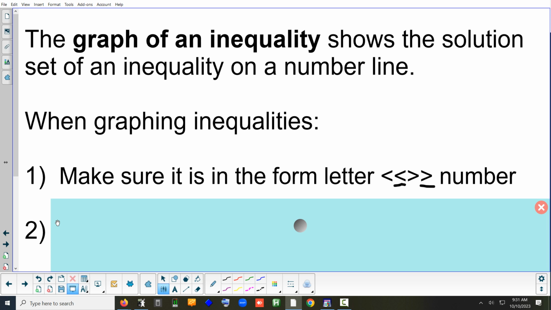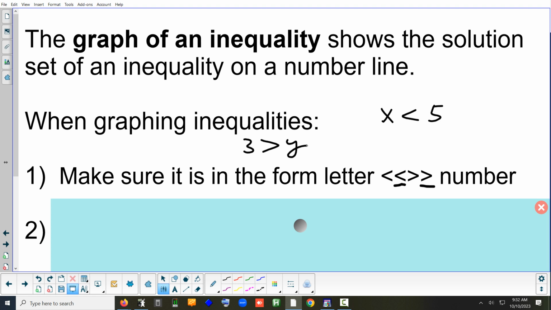Okay, so an example of what it should look like if it's set up properly: letter, symbol, number. That's perfect. That's what you want to have. If it's not set up that way, we can fix it. Let's say you had something like this: 3 is greater than y.